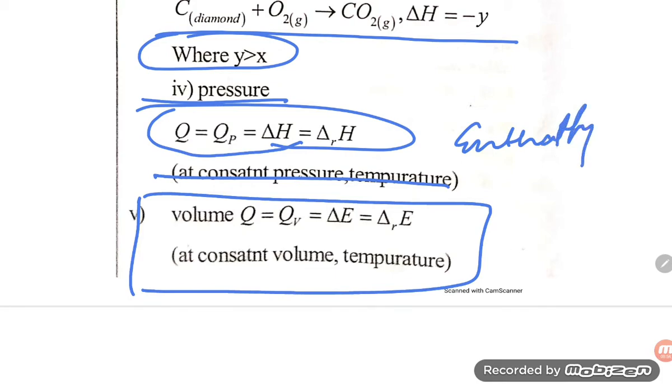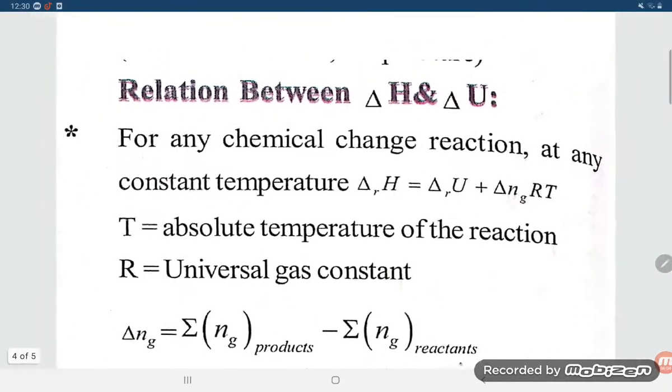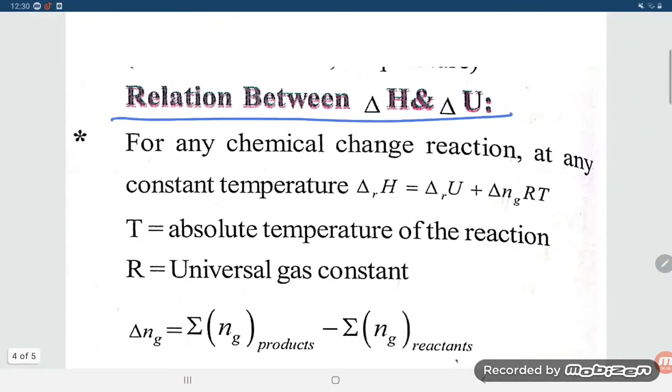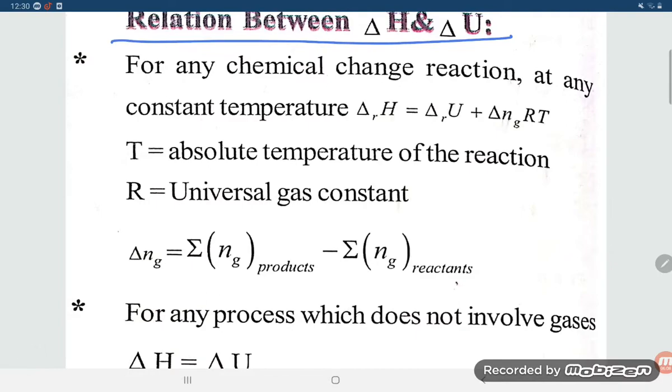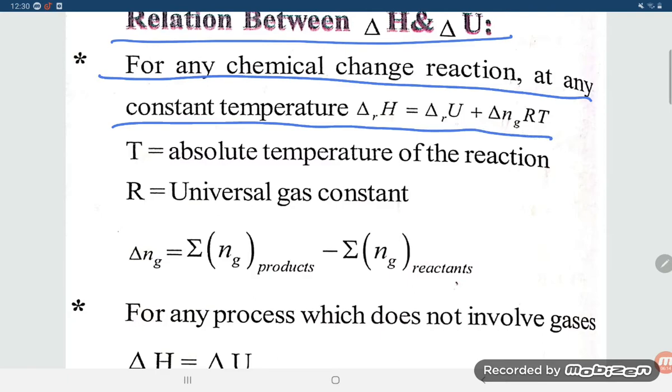And at constant volume, what is it known as, student? It is internal energy. That also you have to keep in mind while solving the problem. Next one, what is the relationship between delta H and delta U for a particular reaction? For any chemical change, reactions at any constant temperature, delta rH is equal to delta rU plus delta ng RT.